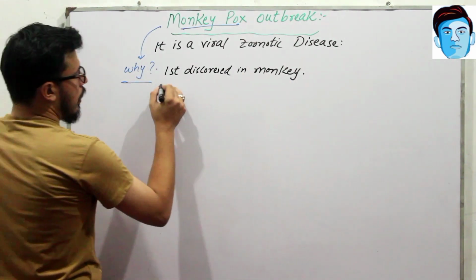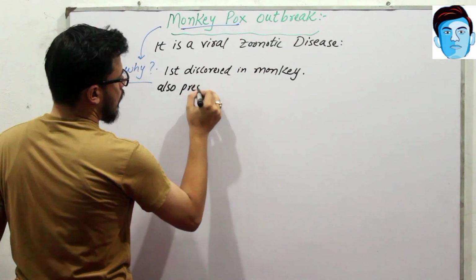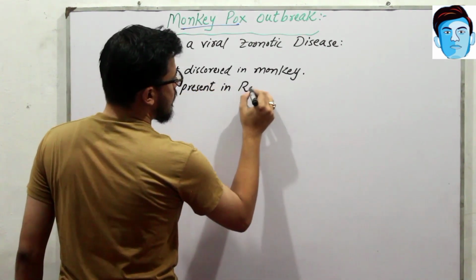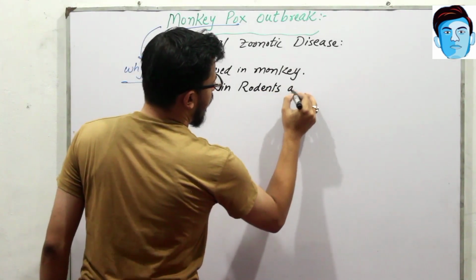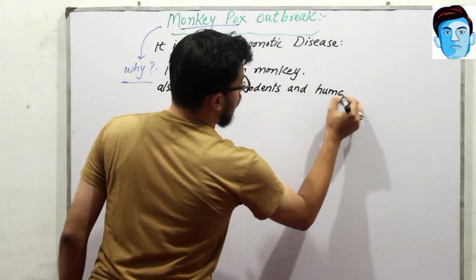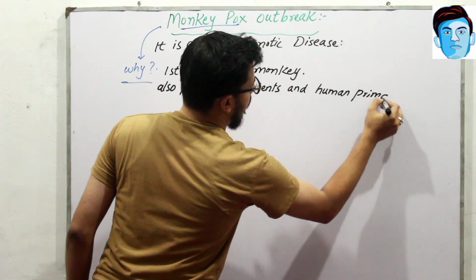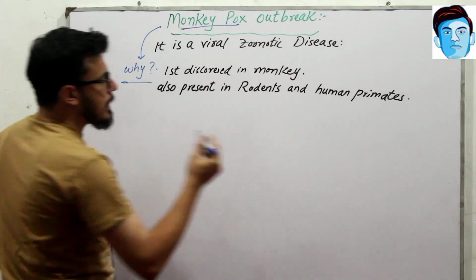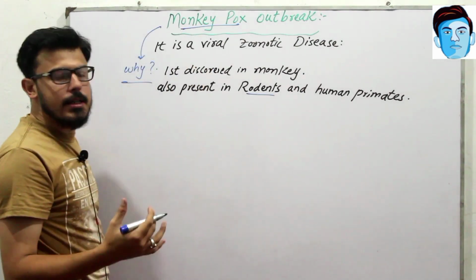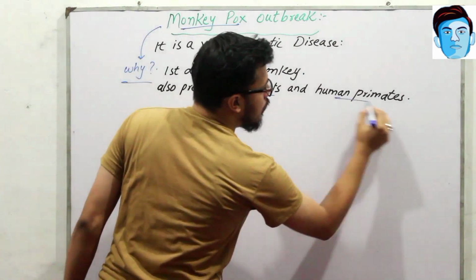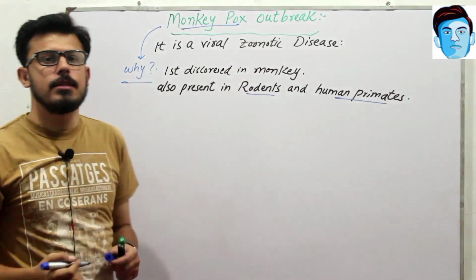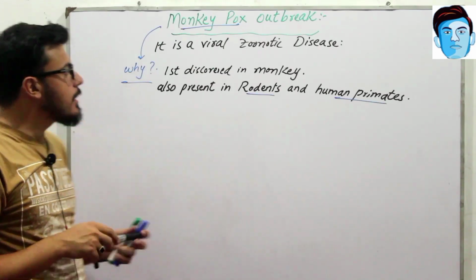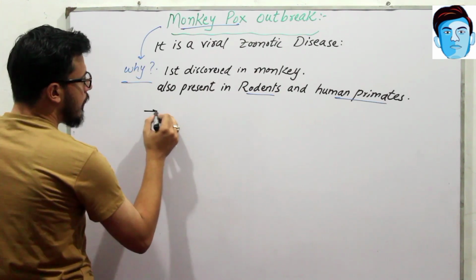It is also present in certain animals like rodents and human primates. So this disease is present in rodents like rats and rabbits, while it is also present in primates like monkeys, chimpanzees and squirrels. So it is important. When was the disease first discovered? It was first discovered in 1958.